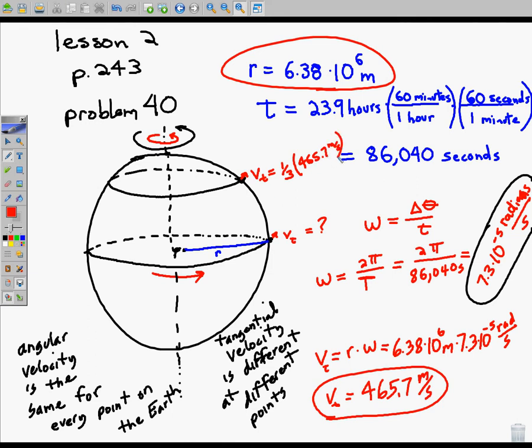So what is that tangential velocity up there? What's 1/3 of 465.7? 155.2. So this person up here, their tangential velocity is 155.2 meters per second. But what's their angular velocity up here? The same as before, 7.3 times 10 to the negative fifth radians per second.